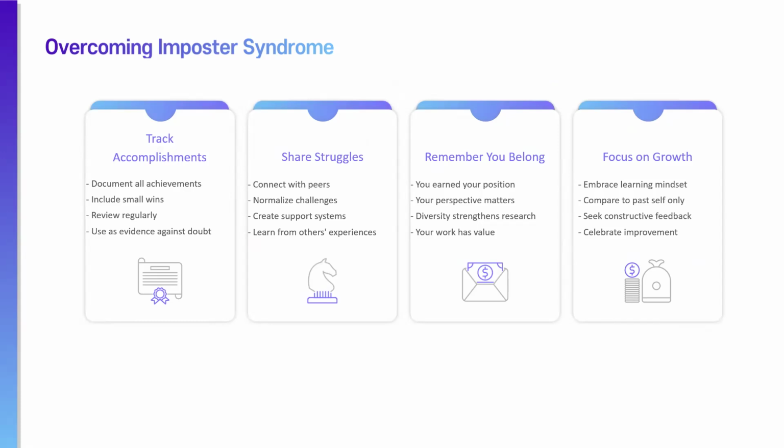Second, share your struggles. Connect with peers about these feelings. Normalize these challenges. Everyone feels this way sometimes. Create a support system where you can be honest. Learn from others' experiences. Third, remember your belonging.